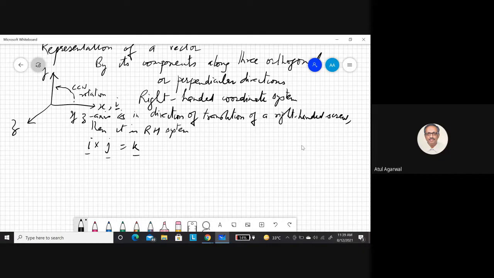You have got unit vectors along these directions, x, y, z directions. How to define a unit vector? How do you find a unit vector? Now we have got three coordinates here, x, y, z.